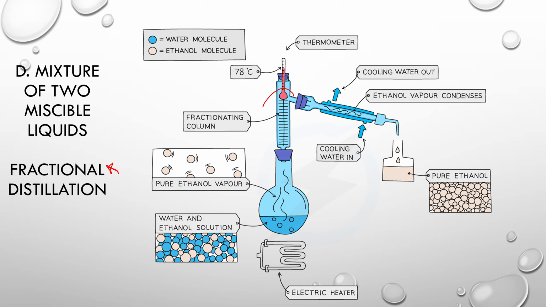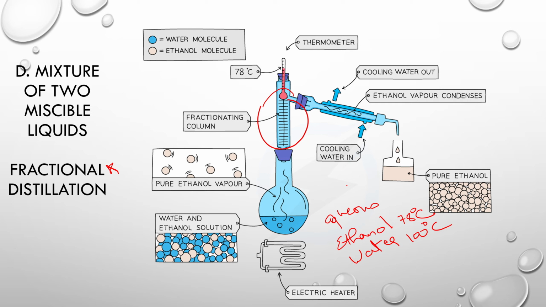The fractionating column is basically a glass tube which is filled with glass beads or something inside. The use of the fractionating column is that it will condense the liquid with the higher boiling point. For example, I have aqueous ethanol. Aqueous ethanol is ethanol mixed in water. So I have ethanol, which has a boiling point of 78 degrees Celsius, and I have water, which has a boiling point of 100 degrees Celsius.